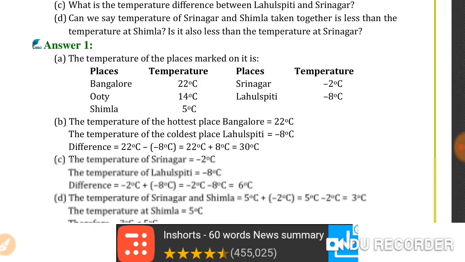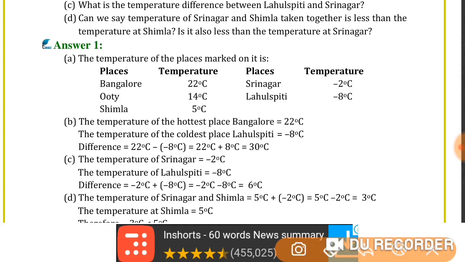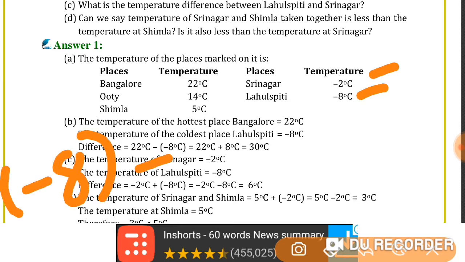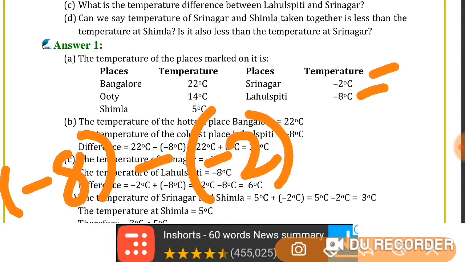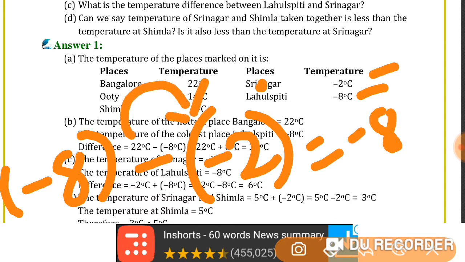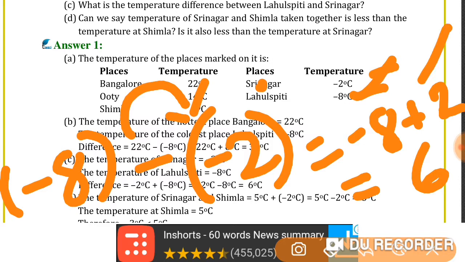So see the table, where is the Lahul Spiti and Srinagar difference. So minus 8 is Lahul Spiti, difference of Srinagar. Same whatever you did before, write the first integer as it is, change the sign after the subtraction sign, plus 2. So here 1 is a minus, 1 is a plus, means take a difference of the numerals. 8 minus 2 is directly 6, which is numerically bigger, 8 and 2. So 8 is a bigger numeral. So that sign we have to keep, that is minus 6 degree here.